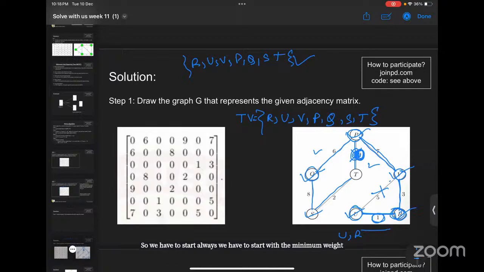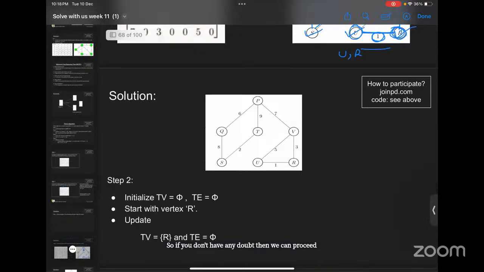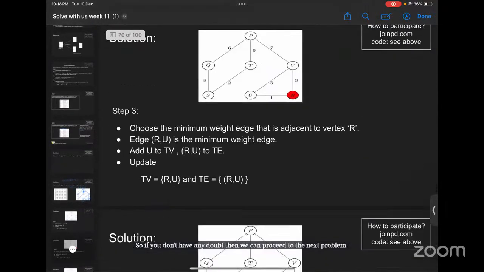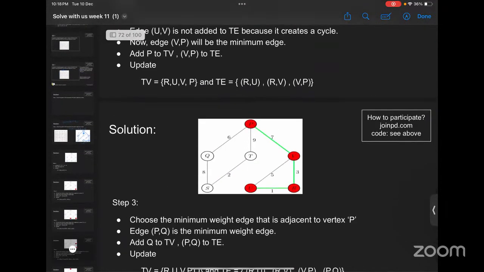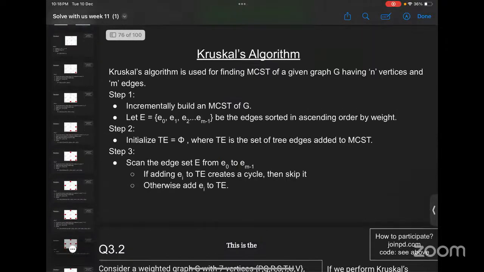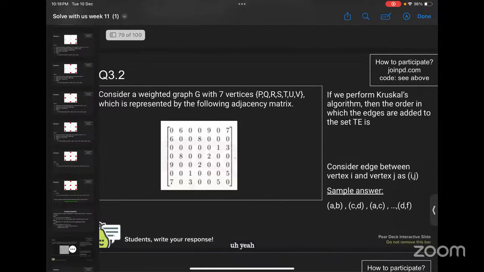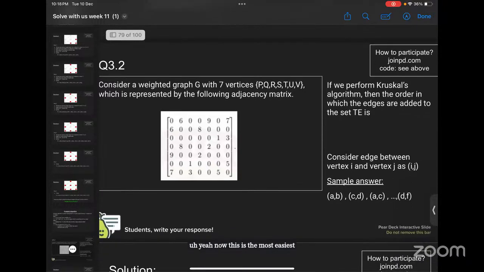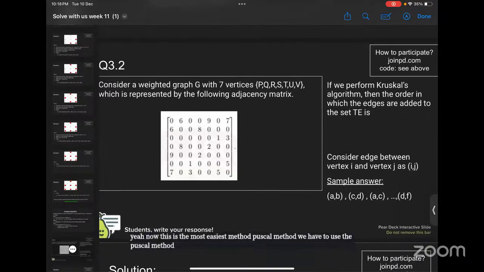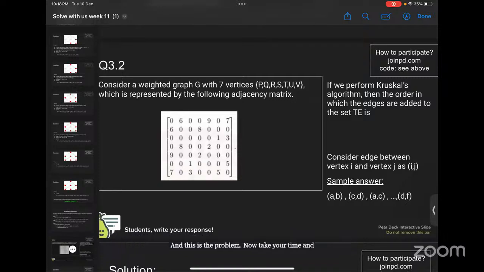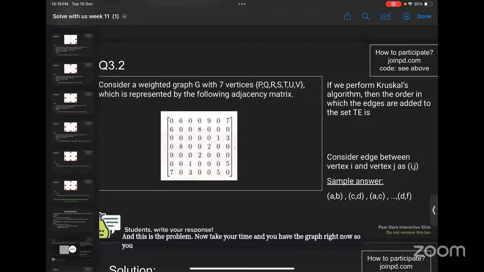Yes. So if you don't have any doubt, then we can proceed to the next problem. This is the solution. If you want, you can go through the solution. Now this is the easiest method, the Kruskal method. We have to use the Kruskal method, and this is the problem. Now take your time, you have the graph right now, so you can do it more easily, more fastly.